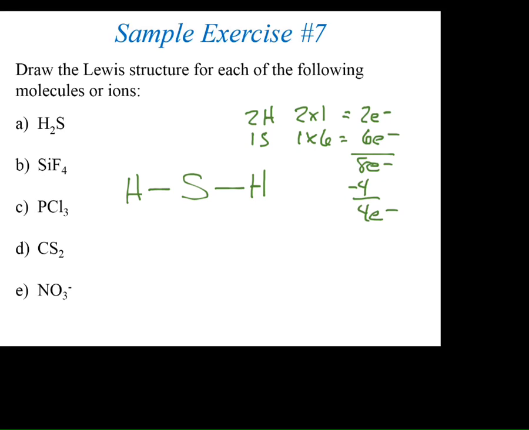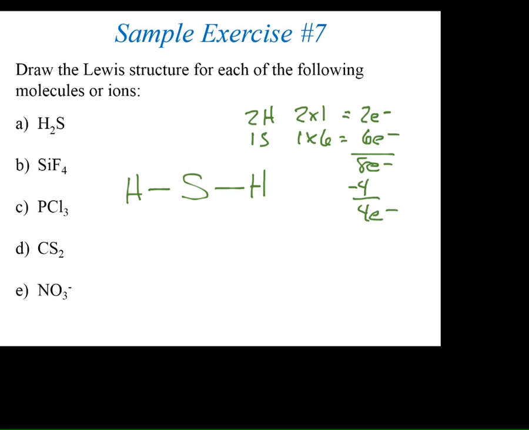Step 4 says, now take the remaining ones and give them out as lone pairs. First to the peripheral atoms, then if you have any left, to the center atom. How many more electrons do the hydrogens want? None. They don't want any more, right? They already got their 2. They're happy. So don't give hydrogens a bunch of electrons trying to give them octets. Yes, hydrogens only want 2 to be like helium.